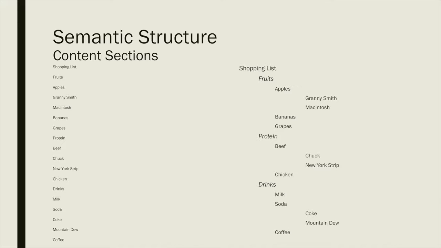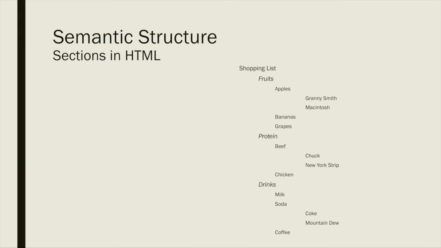But if you were to take a look at some content sections, for example, the list on the left, everything looks the exact same. There's no modification to it, there's no indenting, there's no way to determine exactly what is different and what isn't. Meanwhile, if you take a look on the right, you can see that the whole entire item is a shopping list. We have different fruits, proteins, and drinks. Under apples, we have two different types, bananas, grapes, two different types of beef and chicken, two different types of soda, milk, and coffee. But let's take this a little further.